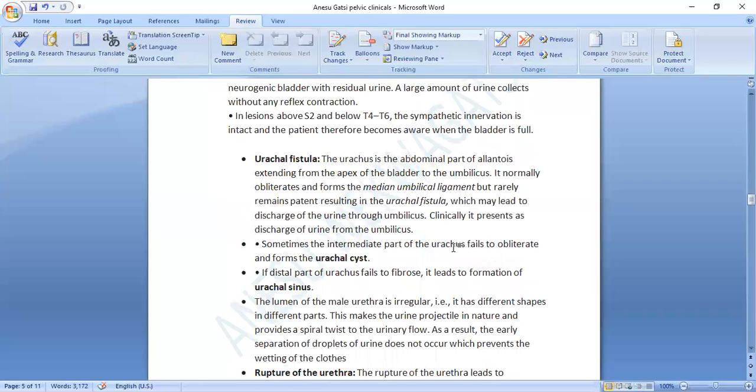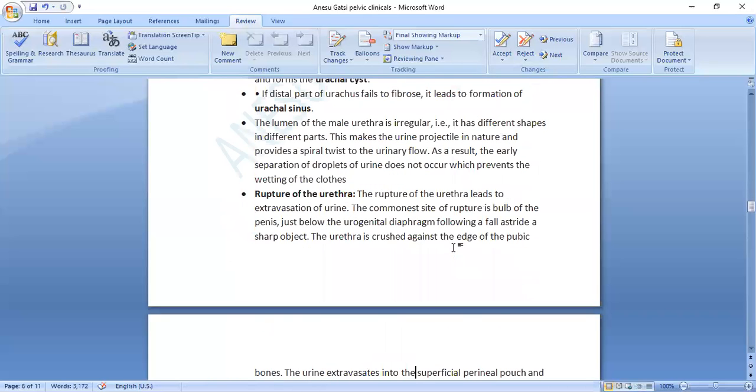Then still on issues to do with urine, the lumen of the male urethra is actually irregular. The fact that it has different shapes in different regions makes the urine in males projectile. So it means that early separation of droplets of urine does not occur. So it prevents the wetting of clothes, as opposed to females, who have a shorter urethra that is more regular as compared to that of males.